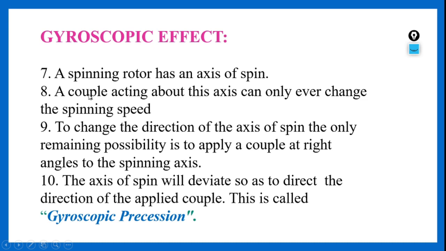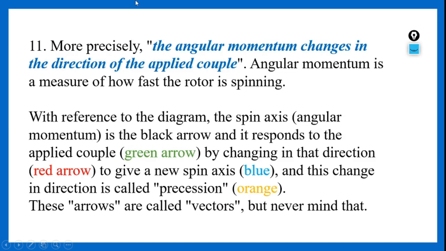So the spinning rotor has an axis of spin. A couple acting about this axis can only ever change the spinning speed. So to change the direction of the axis of spin, the only remaining possibility is to apply a couple at right angles to the spinning axis. So the axis of spin will deviate so as to follow the direction of the applied couple. This is called gyroscopic precession. More precisely, the angular momentum changes in the direction of the applied couple.